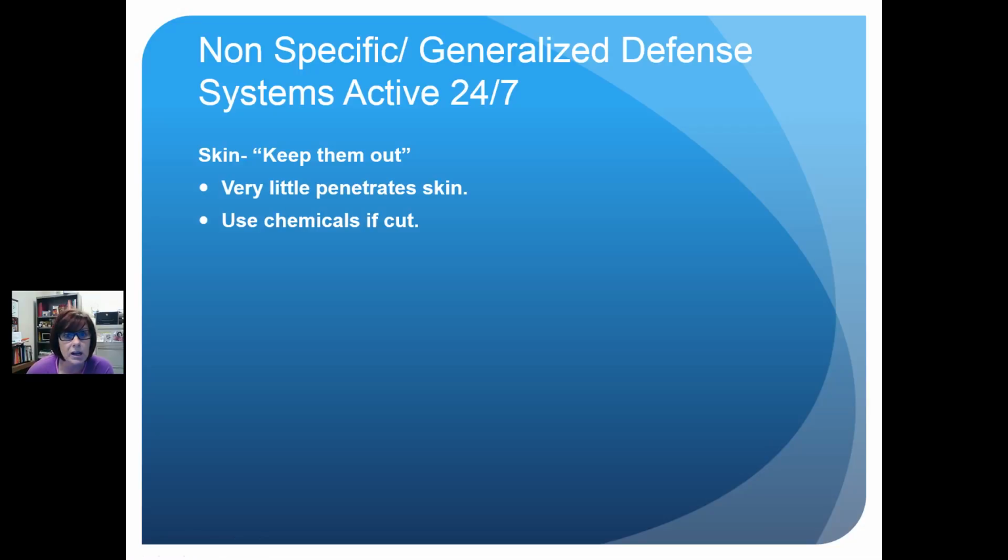And then if you do get a rupture in the barrier, like a scratch, then you want to disinfect it, right? You want to use chemicals if you get cut, so that you can get to any opportunistic pathogens on the surface of your skin that are just waiting for a door to open up, right away. So use chemicals like soap, peroxide, alcohol.